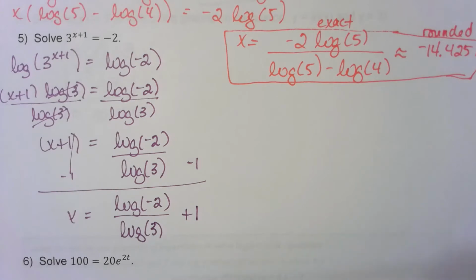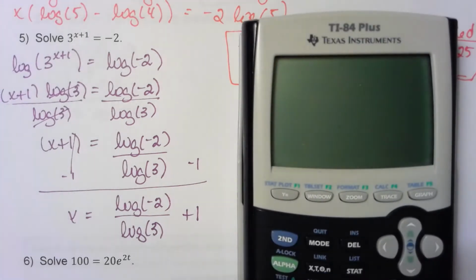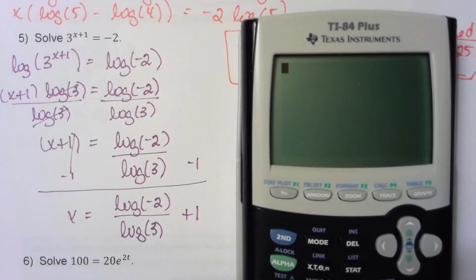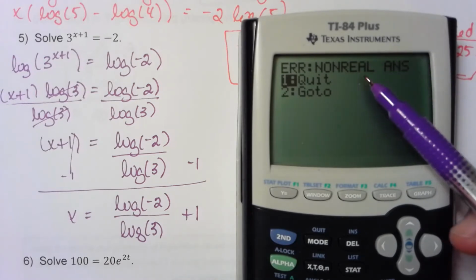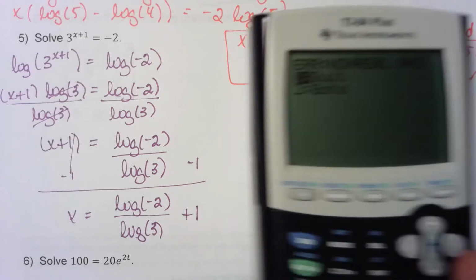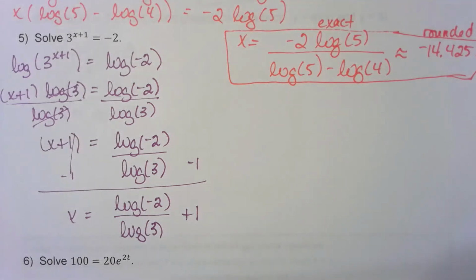Now what I want to do is get an estimation for this answer. So we have log of negative 2 divided by log of 3. And once we do the division, we're going to add 1 to it. So our calculator says this is an error because it's a non-real answer. So do you remember why this gives us an error on the calculator?